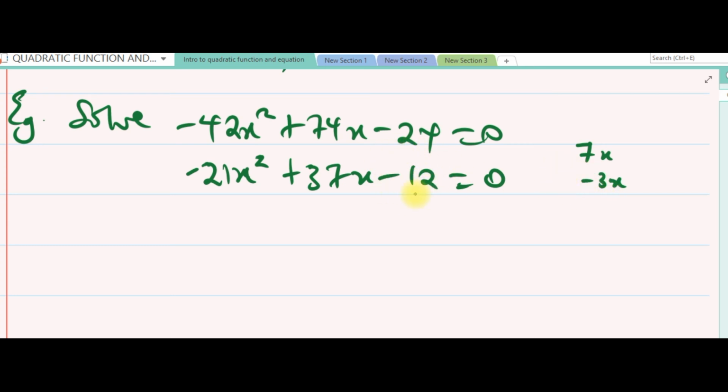Again, two numbers that will multiply to give minus 12 could be minus 3 and 4, or minus 4 and 3. Since I have a positive number here, I prefer minus 3 to be the negative and plus 4, because I'm going to cross multiply. Minus 3 times minus 3x is 9x, and 7x times 4 is 28x. Adding the 28x and the 9x will give us 37x. So that's what I'm saying. It's a faster method.